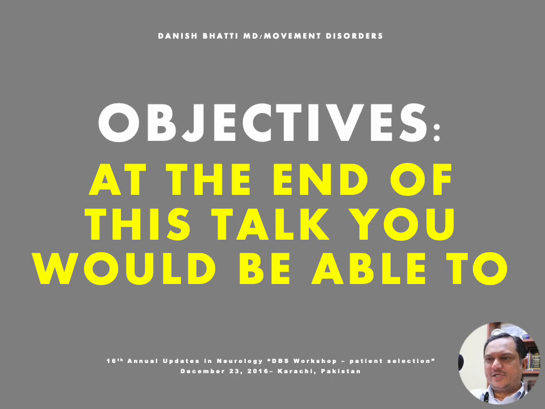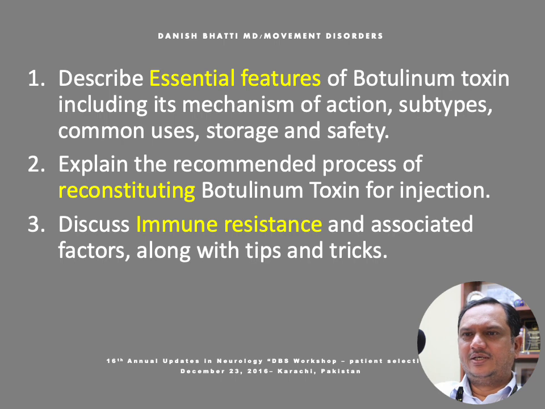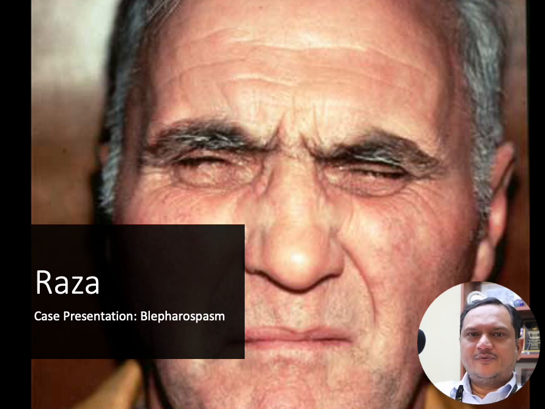So, in this particular topic, what I would like to achieve by the end of this talk would be for you to be able to describe the essential features of botulinum toxin, such as its mechanism of action, subtypes, common uses, storage, and safety. And I want you to be able to explain the recommended process of reconstituting botulinum toxin for injections. And we will briefly discuss the immune resistance and associated factors along with tips and tricks. So let's start with a clinical context.